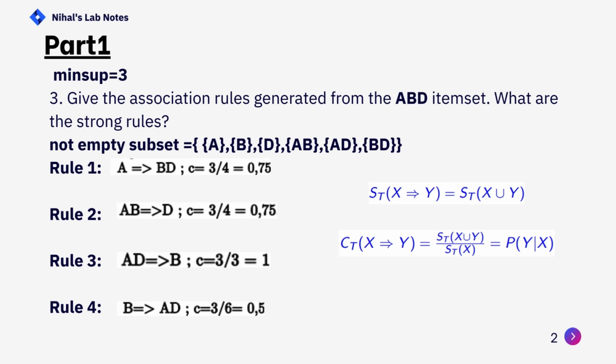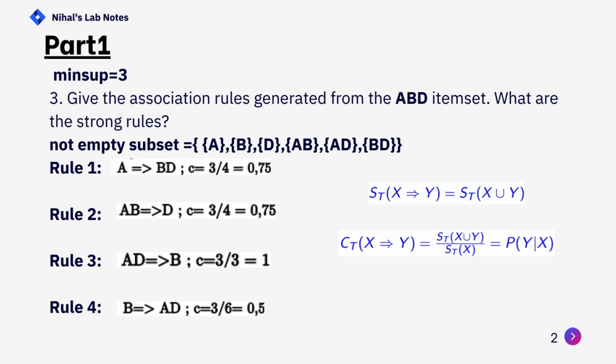Okay? Then for the second rule, AB implies D. The confidence of this rule will be equal to the support of ABD divided by the support of AB. The support of ABD is equal to 3, and the support of AB is 4. So 3 divided by 4 is 75%. Then for the third rule, AD implies B, the confidence is equal to the support of ADB, which is 3, and the support of AD is also equal to 3. So 3 divided by 3 gives us 100%.